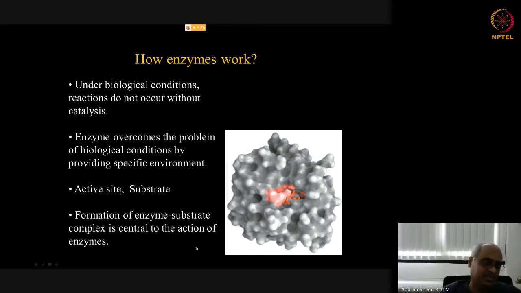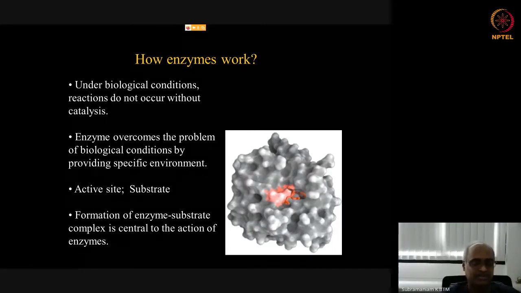All right, so these are all setting the stage, tidying up the workspace to work. Now, what is actually the work? We are going to look at how enzymes function. They are like magic. They really make impossible things possible. So how do they do that? Under biological conditions, reactions do not occur without catalysis. This I told you at the beginning. Enzymes overcome this problem by providing a specific environment. That is the main thing we are going to learn about enzymes.